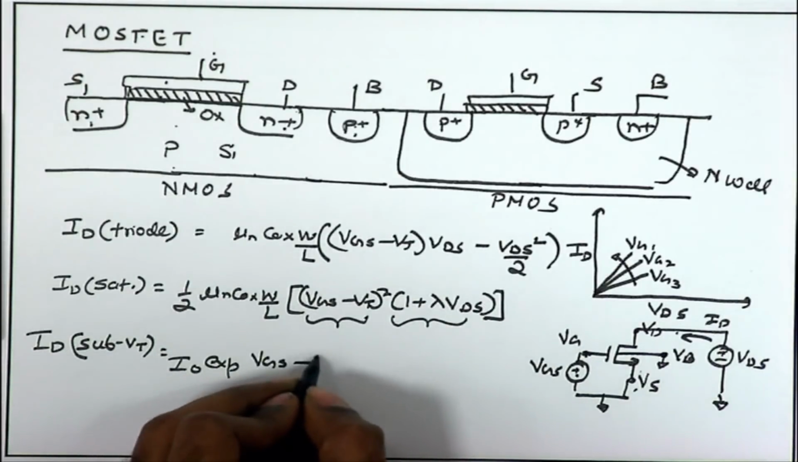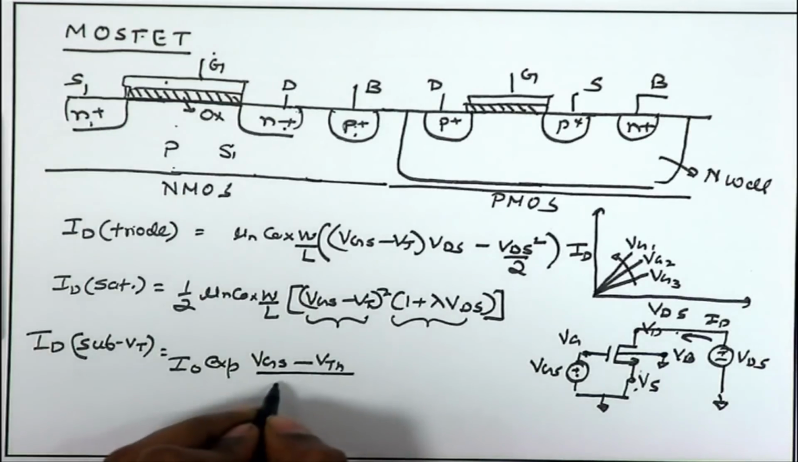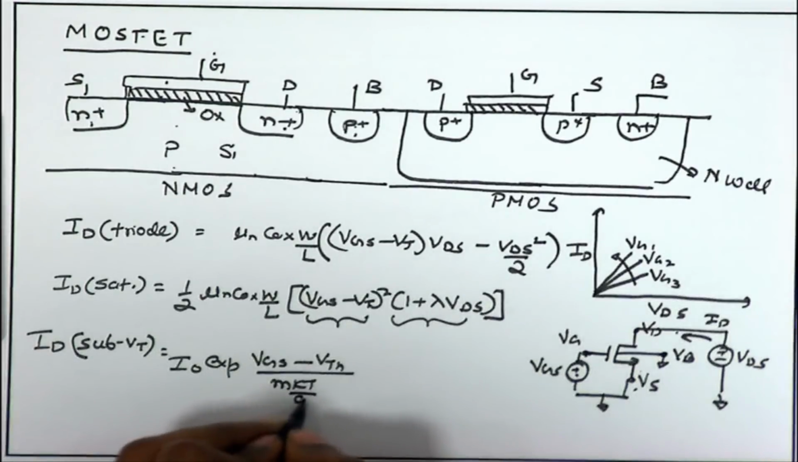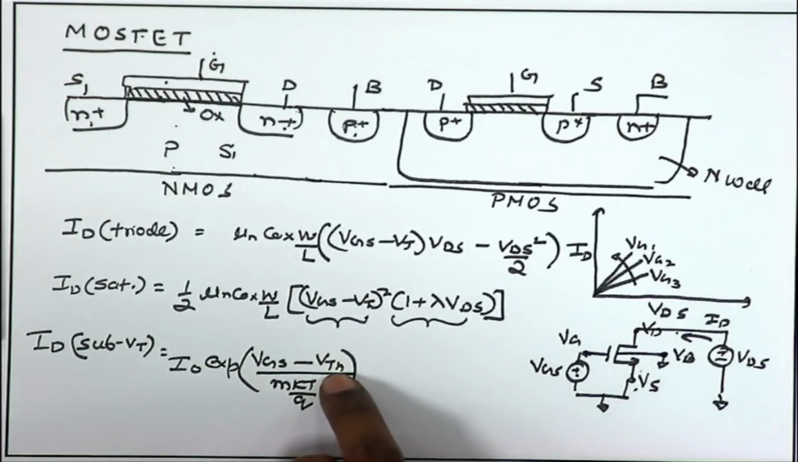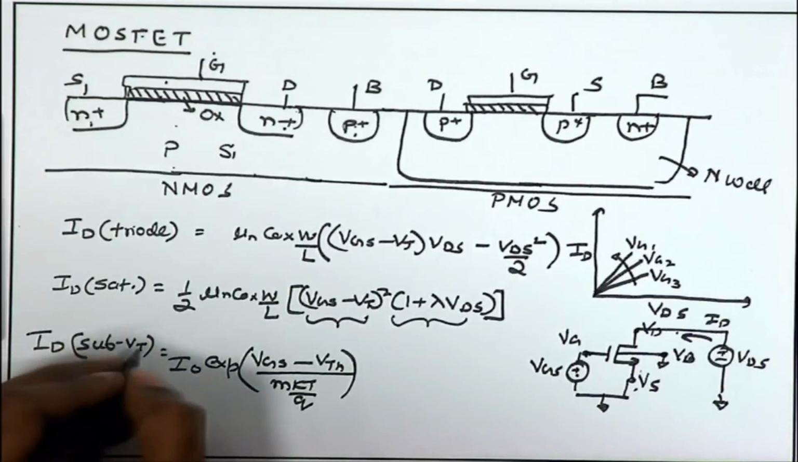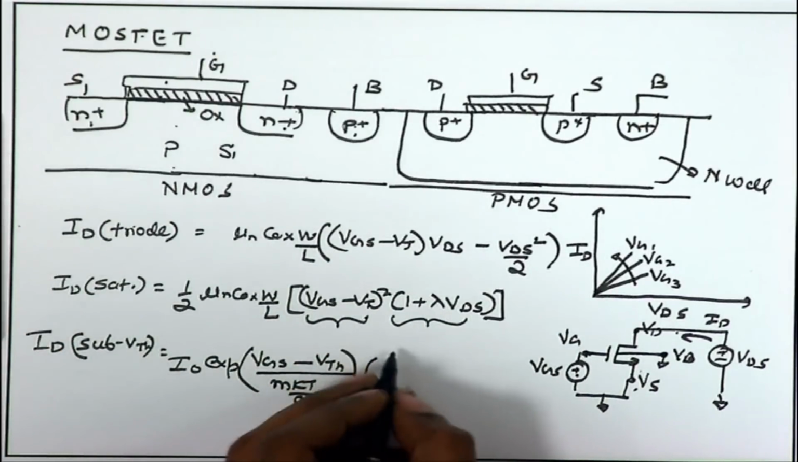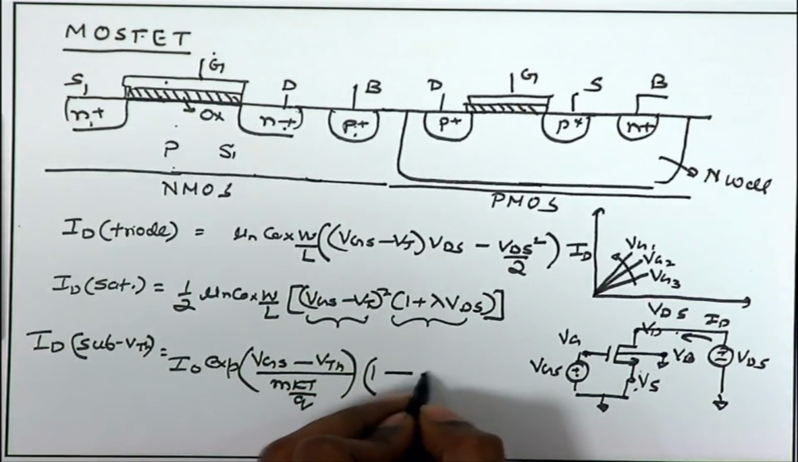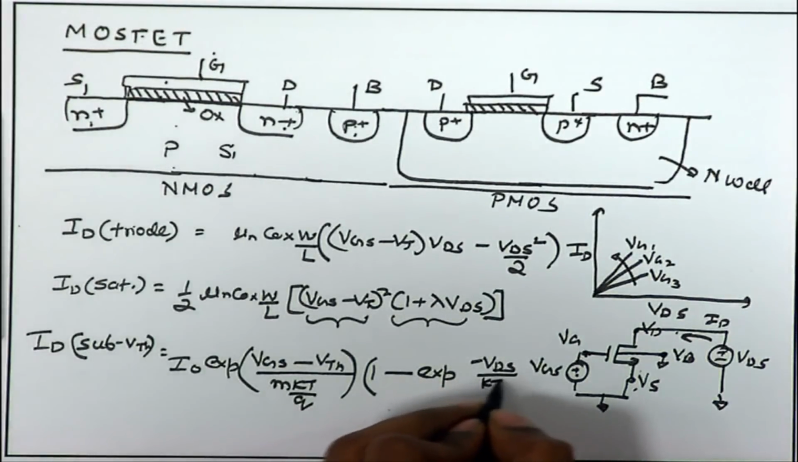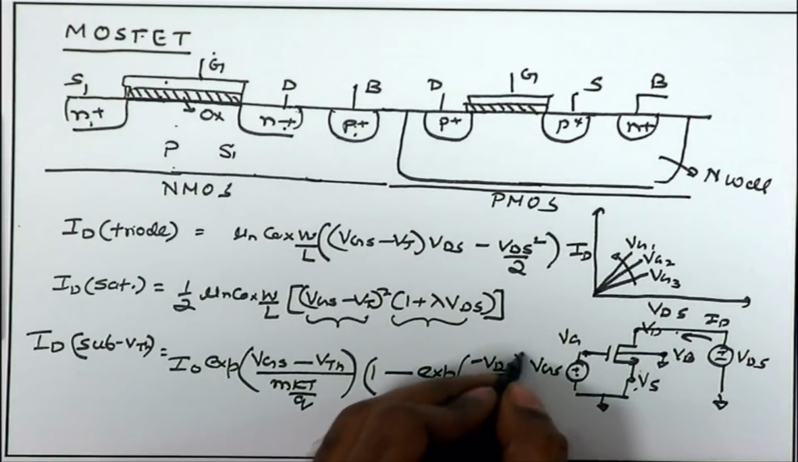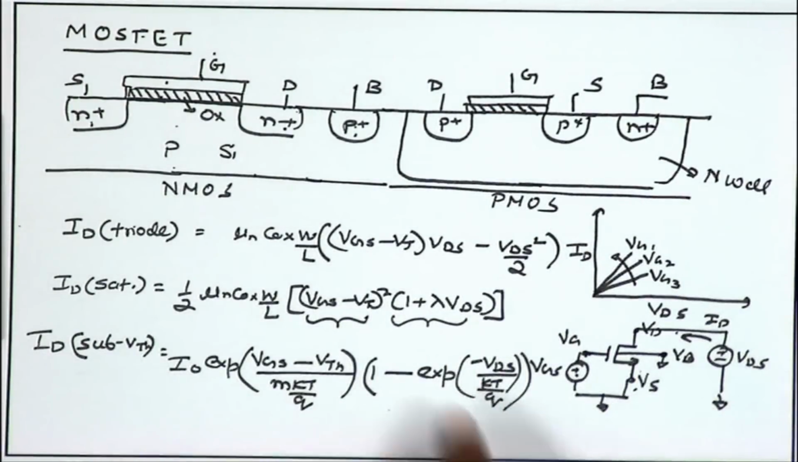So, for subthreshold operation of the MOSFET, we have exponential dependency on the gate to source voltage, and there is a non-ideality factor m over here. VTH is the threshold voltage, and there is also a weak dependency on the drain to source voltage. K is the Boltzmann constant; kT by q at room temperature is around 25 millivolt.